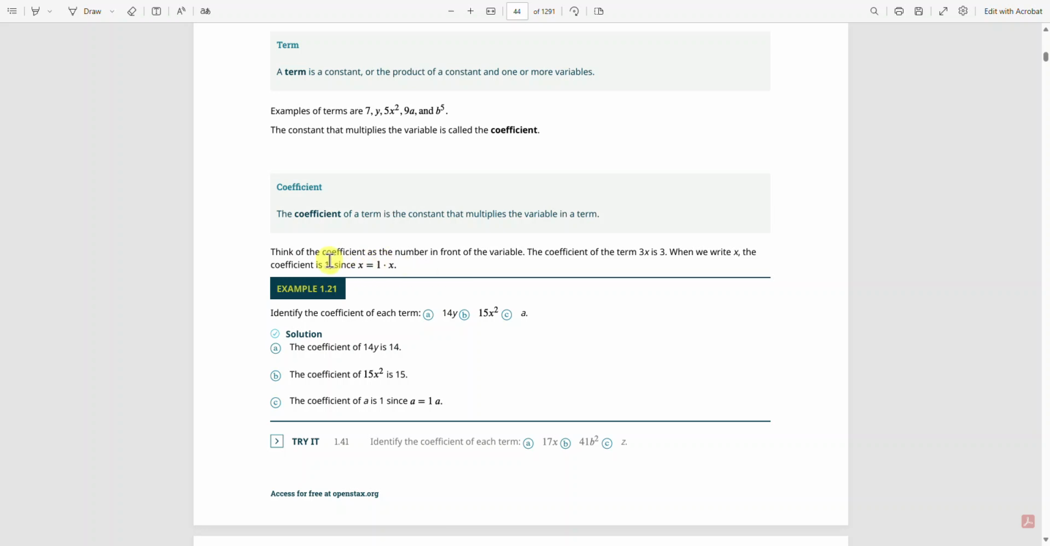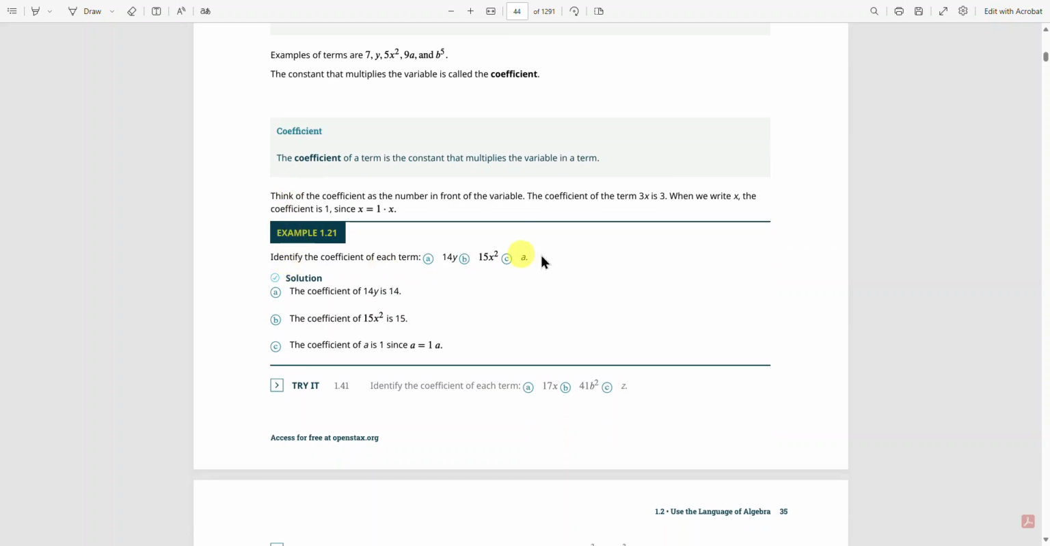The simple lesson is that the coefficient is a number in front of a variable, or a number that is multiplied by a variable in an expression. Okay, so 2 definitions here, term and coefficient. So we're given a few examples to identify the coefficient of each term. Identify the coefficient. The coefficient is simply the number in front of the variable. It's the constant that multiplies the variable.